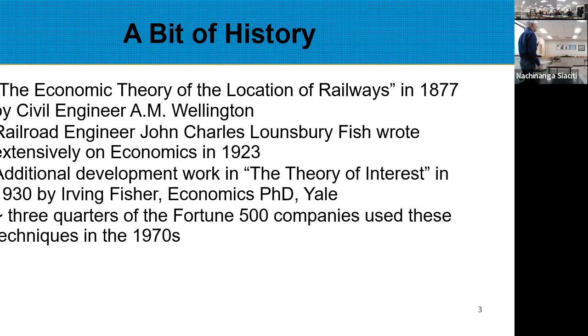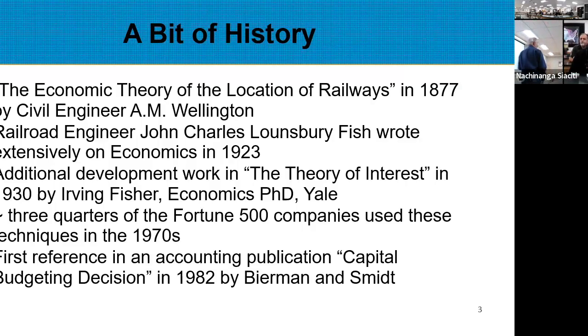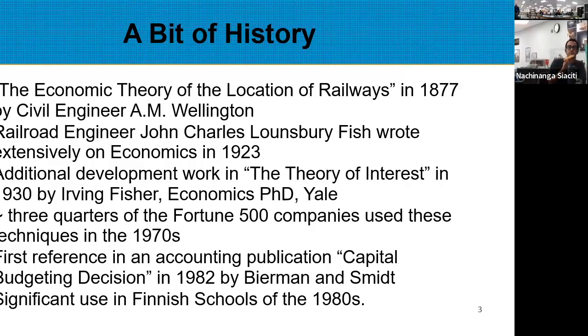And in the 1970s, about 3/4 of the Fortune 500 companies were using these kinds of tools to make their financial decisions as to what projects and programs they were going to support. First reference in accounting was in 1982. So as you can see, the financiers and the accountants are really late coming to the game. And significant use was made by the Finnish schools in the 1980s. One additional thing here, and that is even though all of this is going on globally, the Japanese did not use these tools until much later.